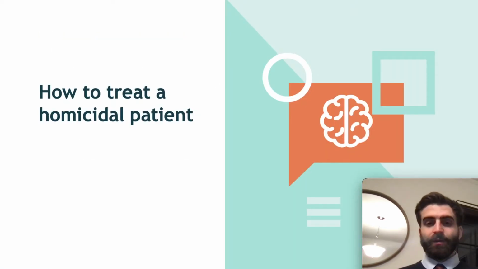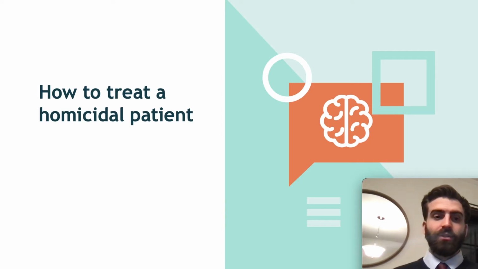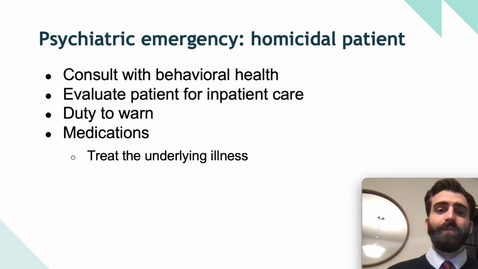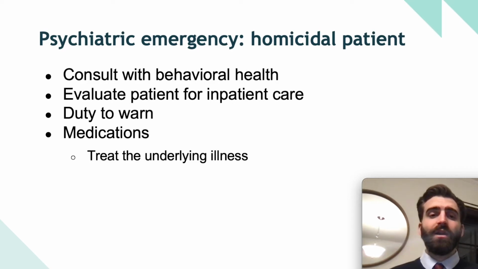Next part is a few slides on how to treat a homicidal patient. So you're going to take similar steps, consult with behavioral health, and escalate. Call 911 if need be. So evaluate the patient for inpatient care. There's going to be a duty to warn, and then there's some medications that actually help as well. So lithium and clozapine help with homicidality as well and violent behaviors. Second generation antipsychotics, although not first generation antipsychotics, do help decrease violence as well. And then there's a little bit of evidence for some other mood stabilizers as well, like valproic acid.